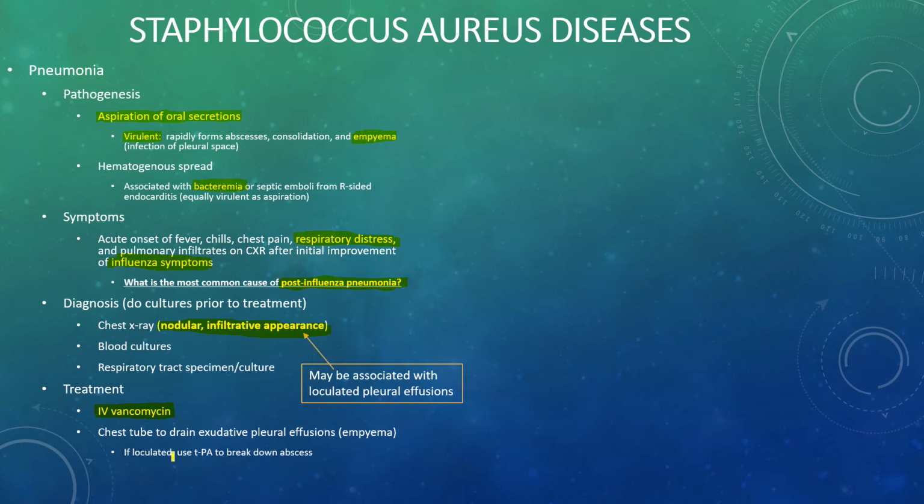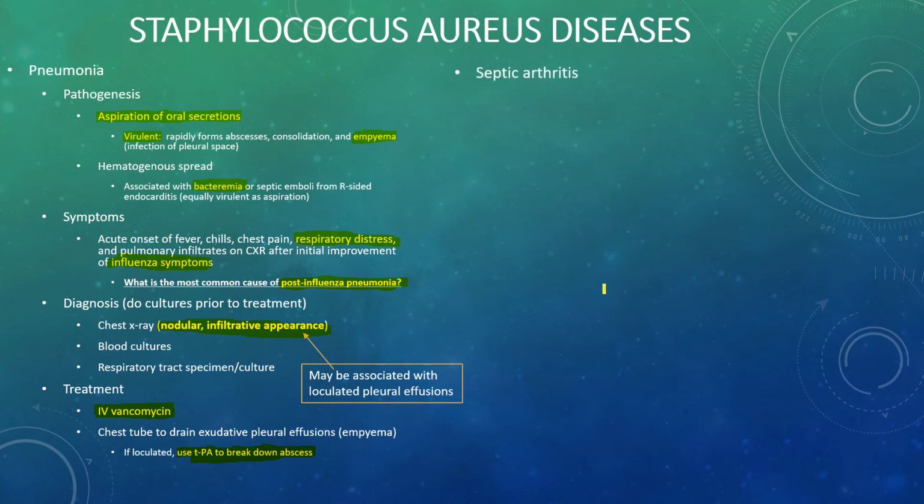And if it's a very loculated, thick effusion that cannot be drained out, you can actually use TPA, which is a clot breakdown medication or treatment that can break down the coagulation around the abscesses, break down the effusion, and allow it to drain out.